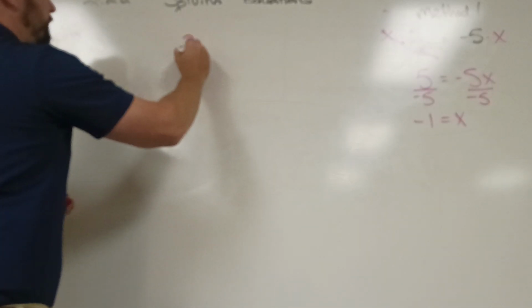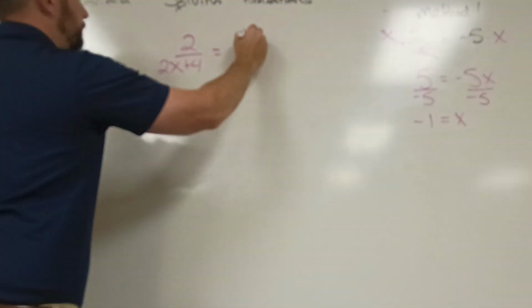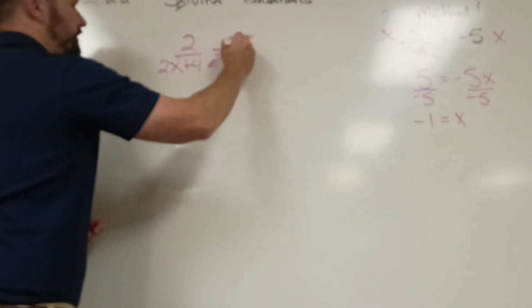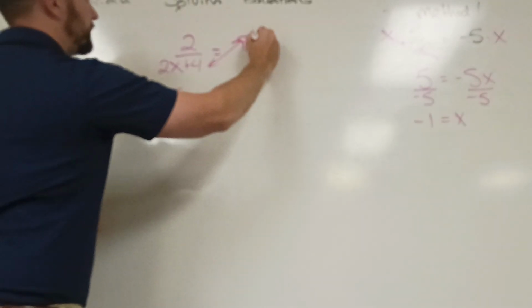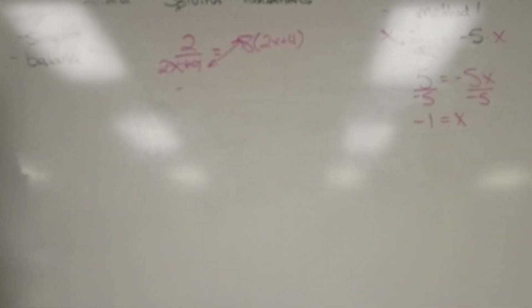Are you saying like, what if I had 2 over 2x plus 4 equals 8, right? Yeah. Works because it's still the ratio. No, I'm talking about for method 1. Oh, that'll work as well. Just multiply both sides by it. Just make sure you put it in parentheses. You know what I mean? That'll always work.